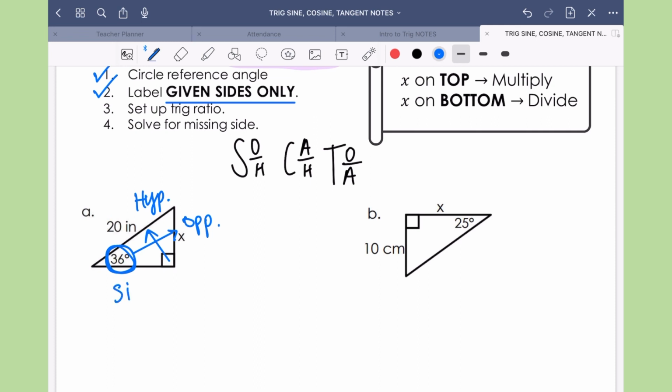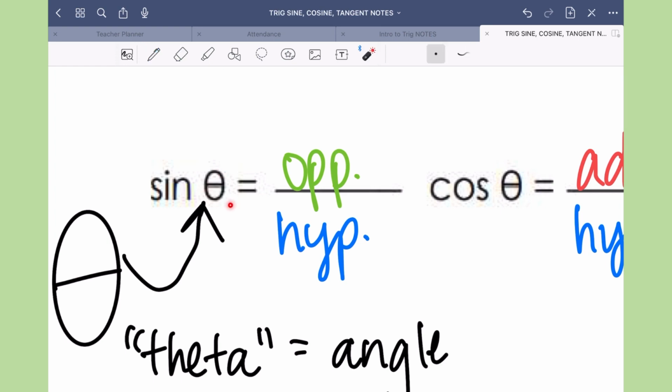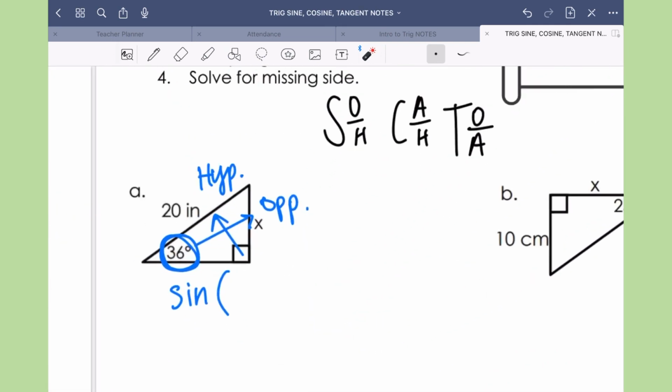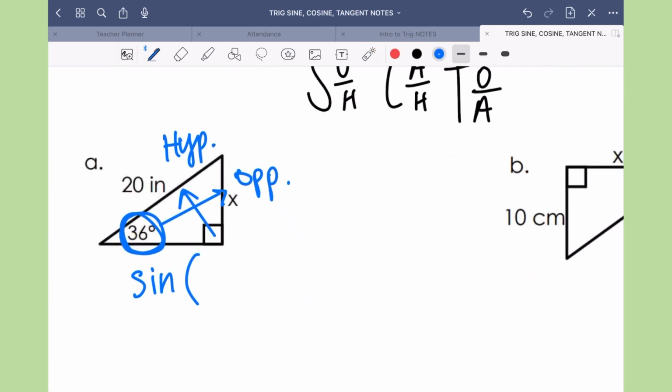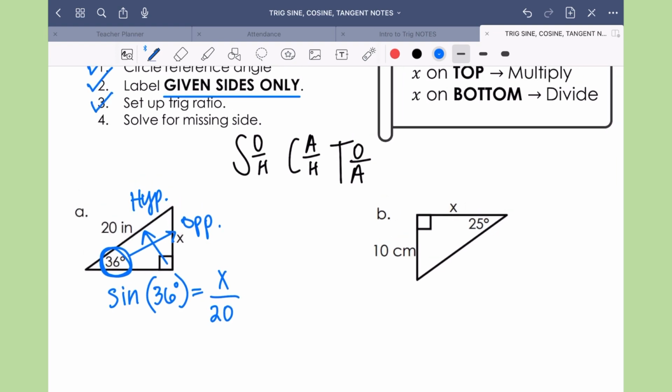Sine. And then remember this is theta, your angle measure. So let's write our angle. What is our reference angle for this problem? We circled it. Sine of 36 is equal to opposite over hypotenuse. So opposite is x. Hypotenuse is 20. So this is what our equation looks like. So we set up our trig ratio. Check. Now solve for the missing side.